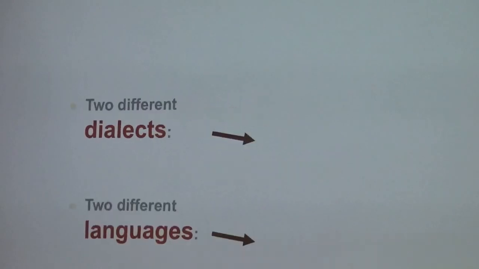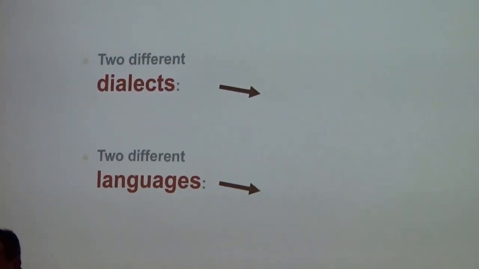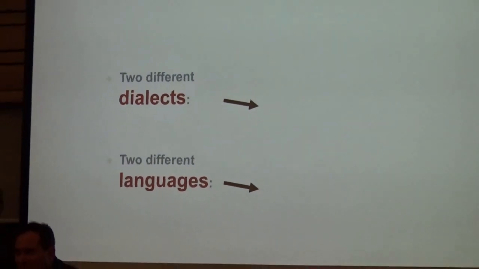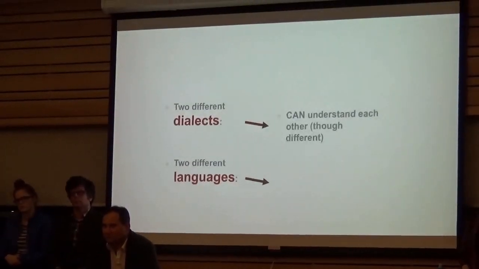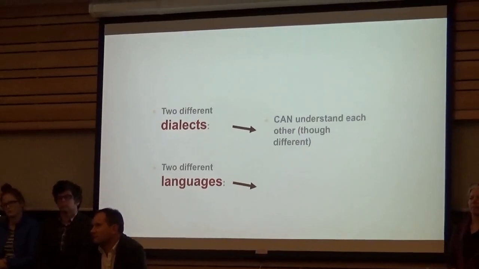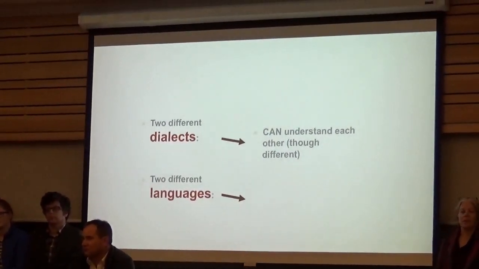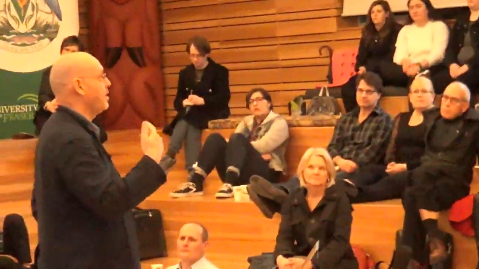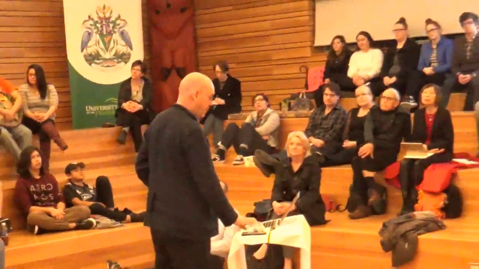Hers is called RP. Now, when we talk about two different dialects, to a linguist, we would say you're speaking two different dialects of one language when you can understand each other, even though it's a little bit different. So if I speak to somebody from Australia, the vowels are a little bit different and some of the words are a little bit different, but we can have a conversation and pretty much understand each other.